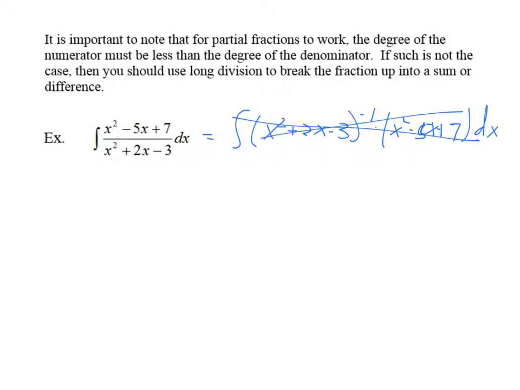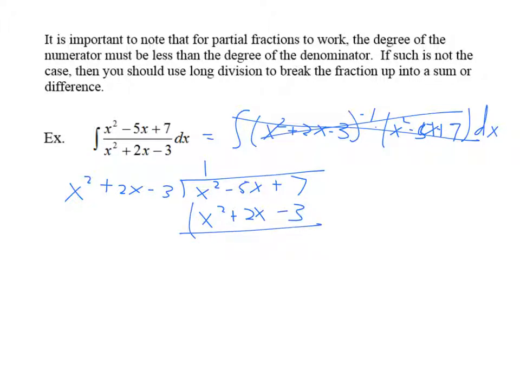And now we're going to split this fraction up a little different way, but this is something you've done before, right? We're just going to take x squared plus 2x minus 3 and divide that into our top polynomial, x squared minus 5x plus 7. Alright, and of course with long division we check out the x squares. We say how many times does x squared go into x squared, and that would just be once. Now we multiply the 1 times the x squared plus 2x minus 3, giving us x squared plus 2x minus 3, and then we subtract.